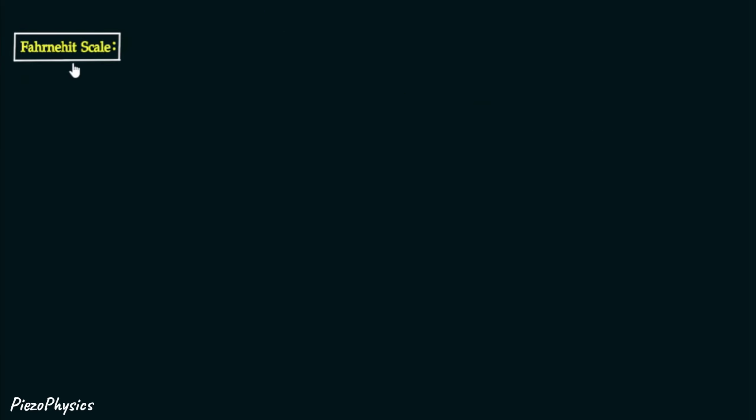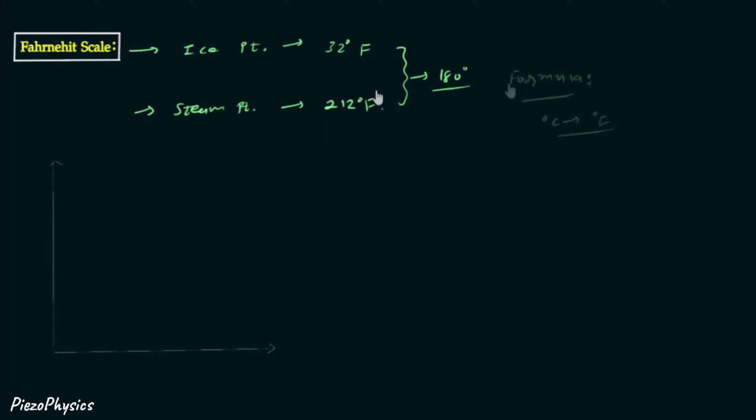Our second thermodynamic scale is the Fahrenheit scale, in which we assign the ice point to 32 degrees Fahrenheit, while the steam point is assigned a value of 212 degrees Fahrenheit, right? So here we have the number of divisions between these points as 180 degrees. So that's how we make the Fahrenheit scale.